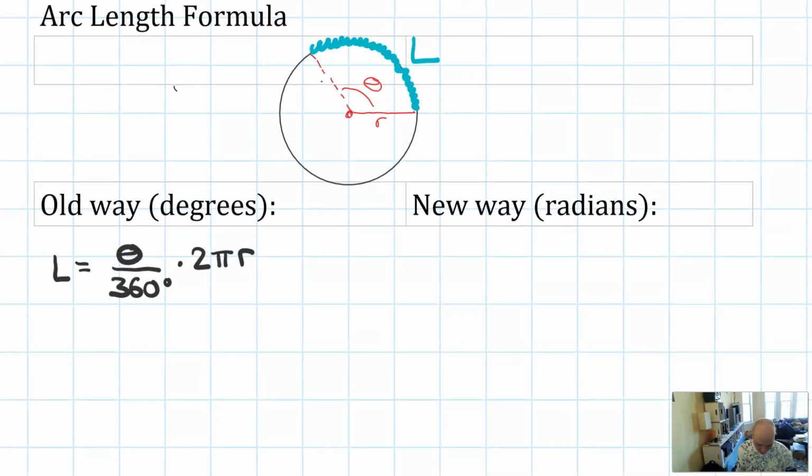And how does that formula make sense? Well, at least in degrees, this was the proportion of the circumference, and then this was the actual circumference.